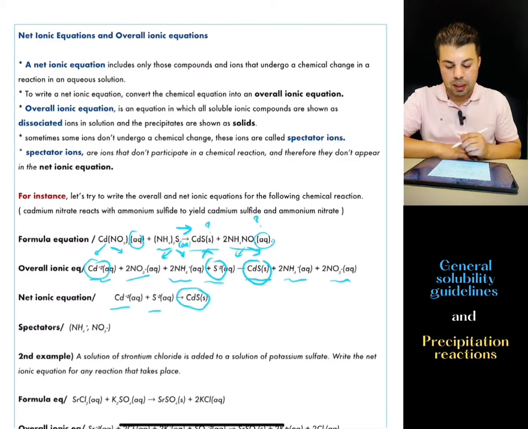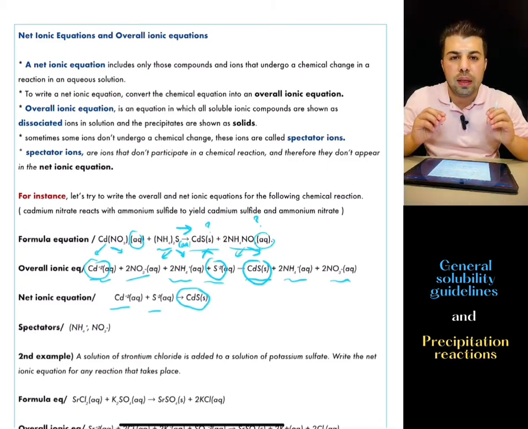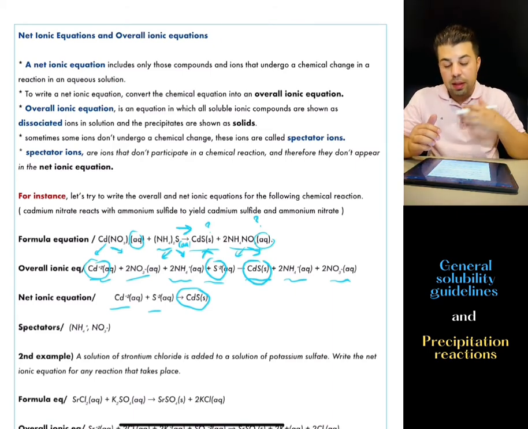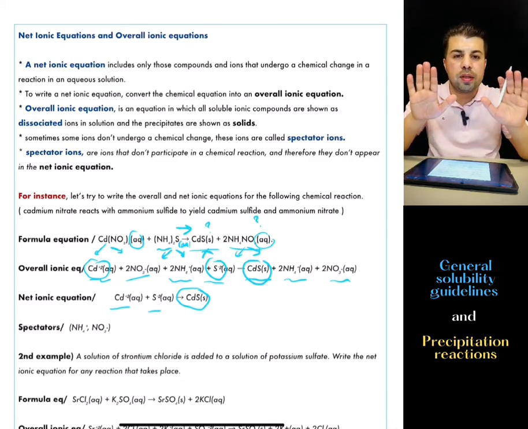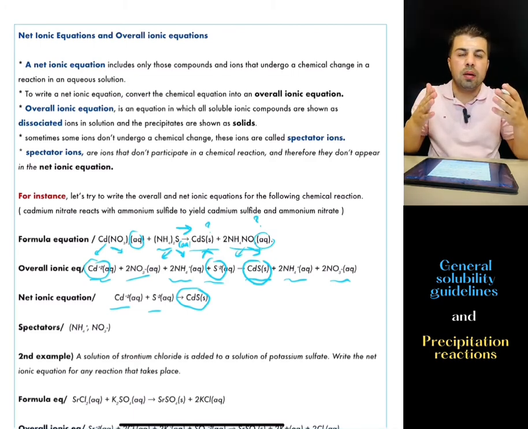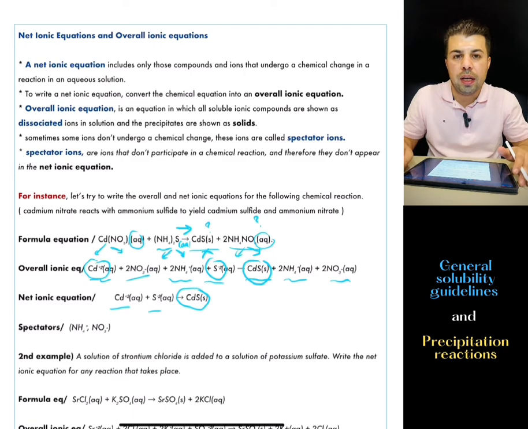In the net ionic equation, you just show the ones that change in the precipitation reaction. The other compounds that appear on both sides of the chemical or, let me say, overall ionic equation, the same without undergoing any chemical or physical change, are called spectator ions.